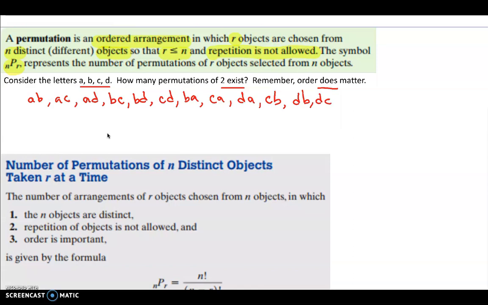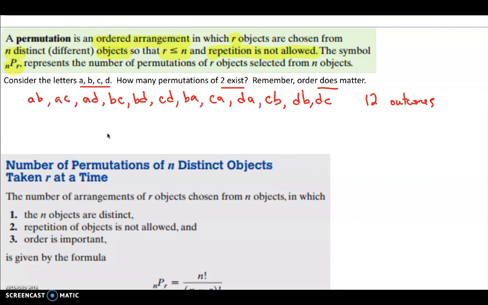And so if I count all of those up, 1, 2, 3, 4, 5, 6, 7, 8, 9, 10, 11, there are 12 different outcomes. Okay, but again, the order matters. We're going to get into something called combinations later where the order does not matter. So like AB and BA would be considered the same thing. But in permutation, the order matters. AB and BA are different in permutations because the order is very specific.